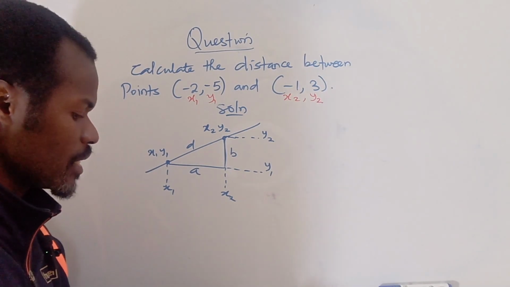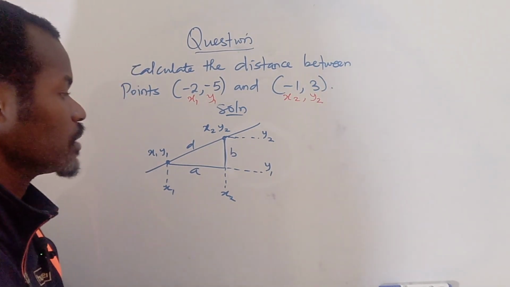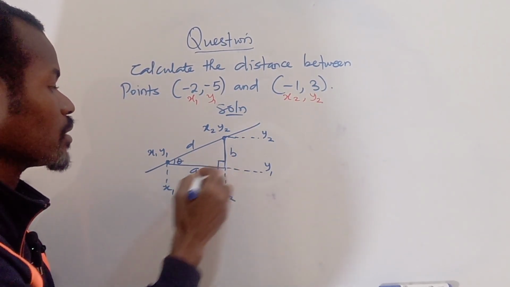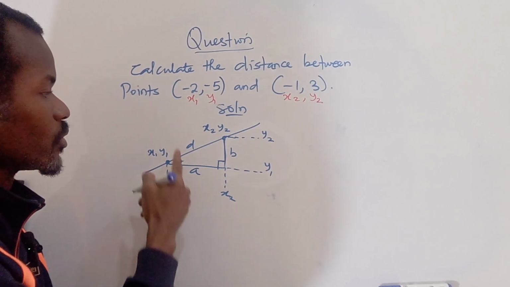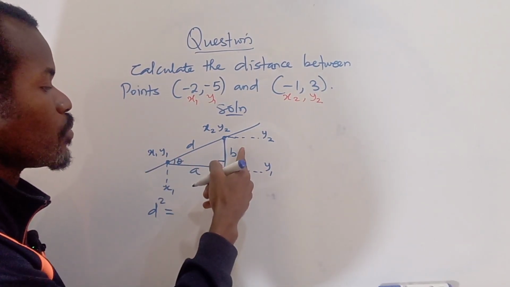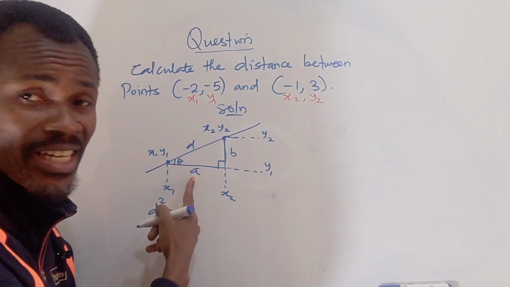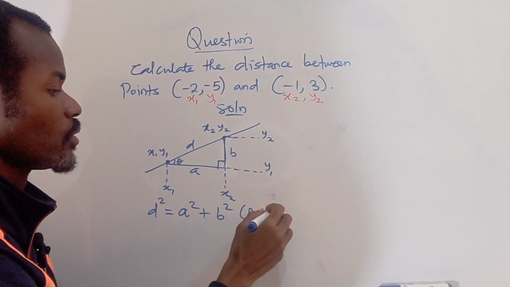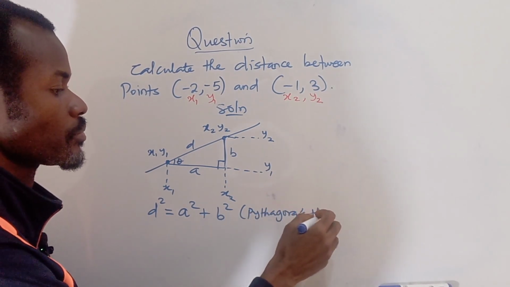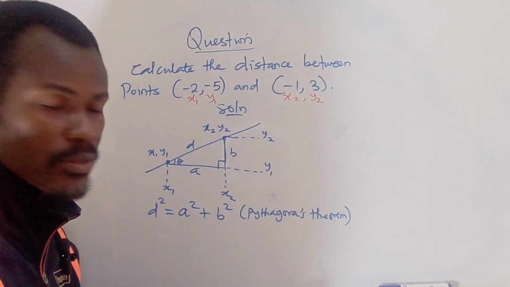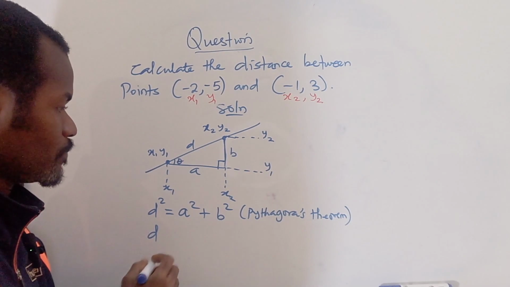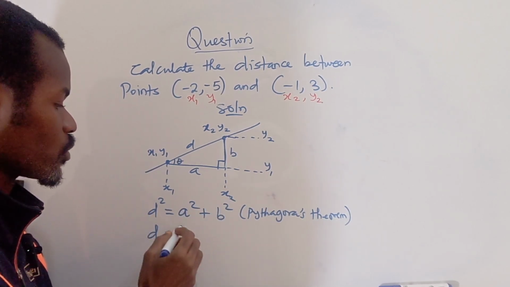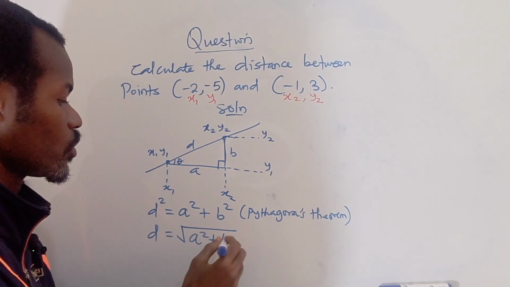Now, if you can recall our Pythagoras theorem, it states that if we have a right angle triangle, the distance squared is equal to the opposite squared plus the adjacent squared. So we have A squared plus B squared. This is by Pythagoras theorem. Now our D, this distance, is going to be the square root of both sides to eliminate the square. So we have the square root of A squared plus B squared.